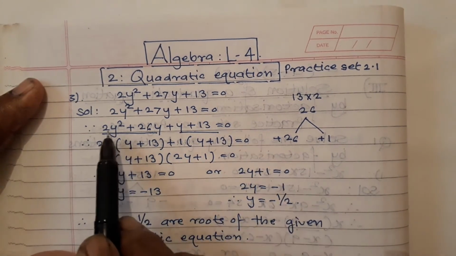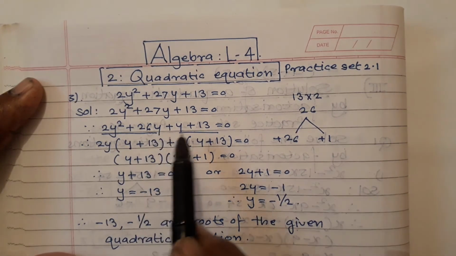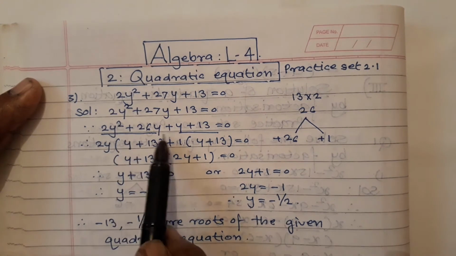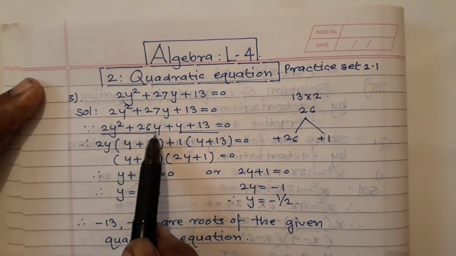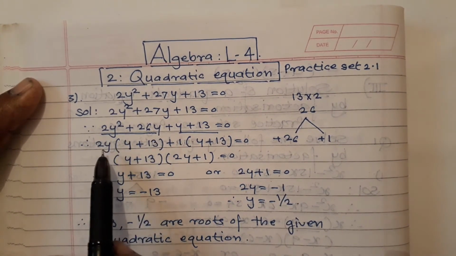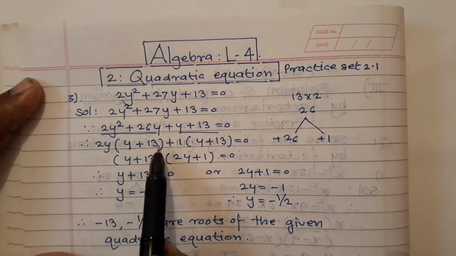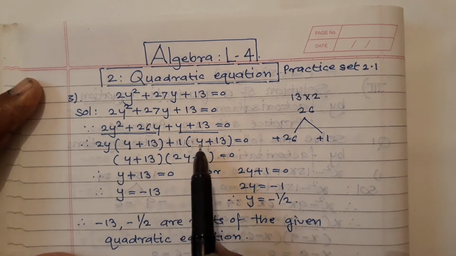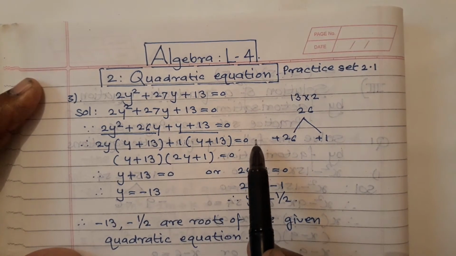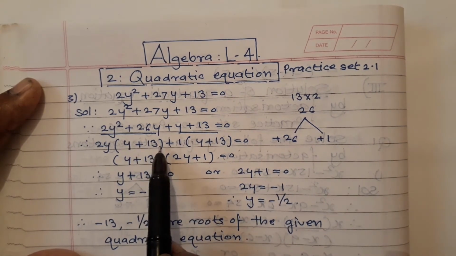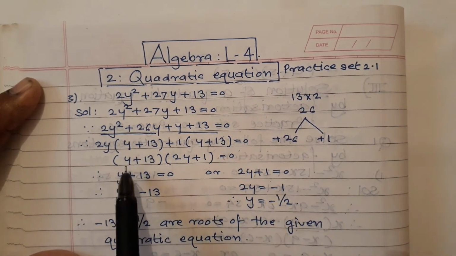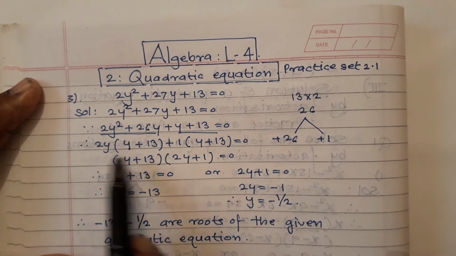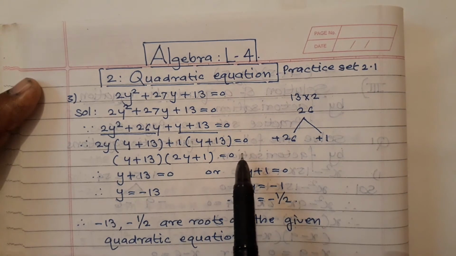Then you write down 2y square plus 26y plus y plus 13 is equal to 0. Now make two groups. From this group you take 2y common, into bracket y plus 13, plus here you take 1 common, into bracket y plus 13 is equal to 0. Then y plus 13, this bracket is common, so y plus 13, and in the second bracket you write down 2y plus 1 is equal to 0.